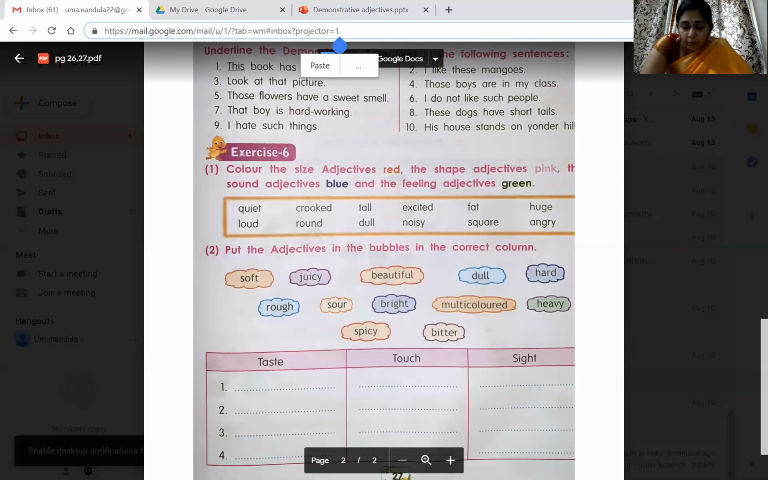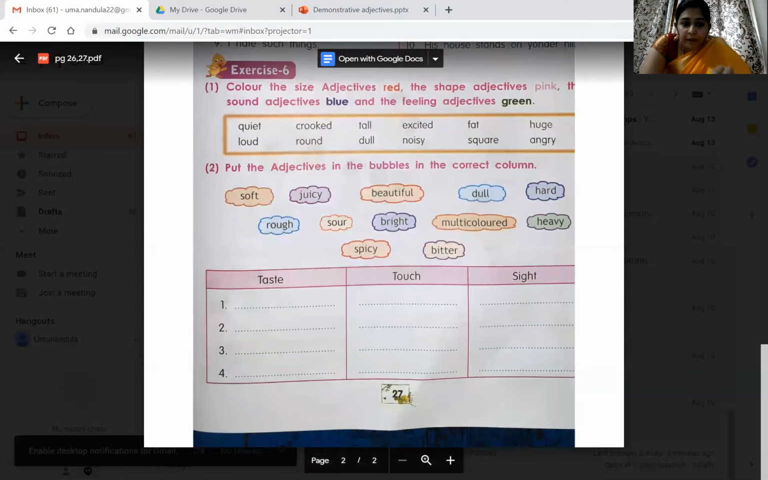Okay, hope you are clear. The last part of this exercise is the adjectives. Put the adjectives in the bubbles in the correct column. He has given three columns: taste, touch, sight. Tasting, touching, and by seeing. Sight means by seeing it, you have to understand what it is. Soft. How will you understand whether it is soft? Yes, by touching it. So the word soft comes under the second column.